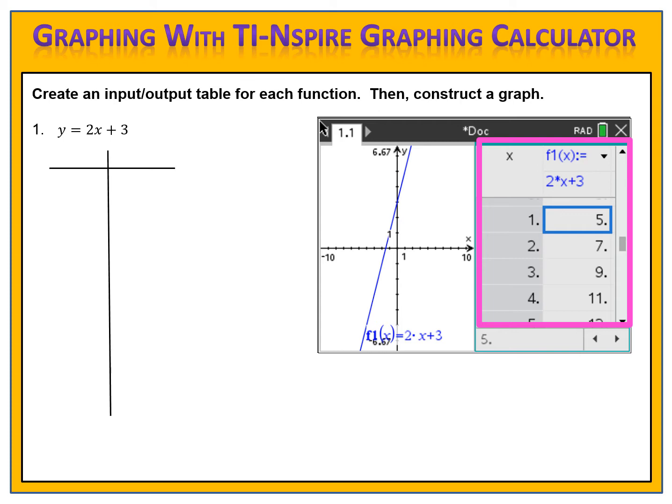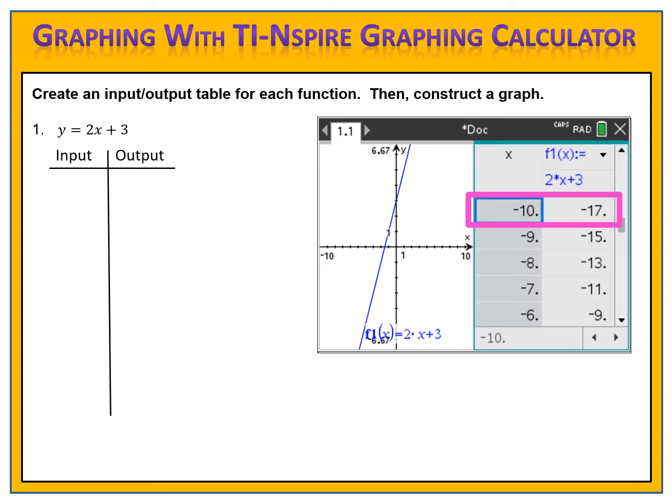On the paper, I'll draw a chart. I'll label the columns input and output. And then I remember the graph goes from -10 to +10. So I'll use my mouse pad to arrow all the way up to -10 on the inputs in the table. When I see the input -10, I see the output is -17.